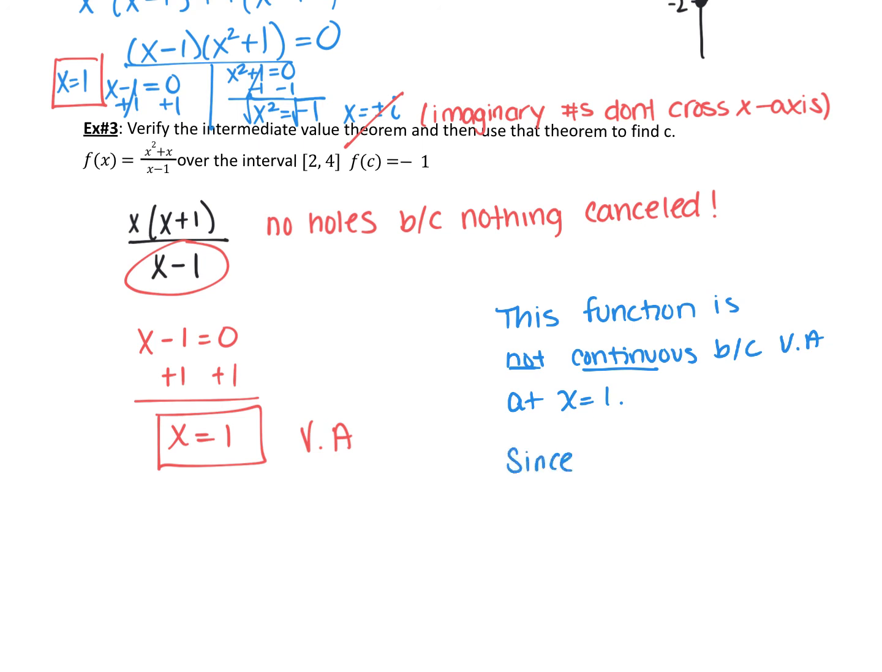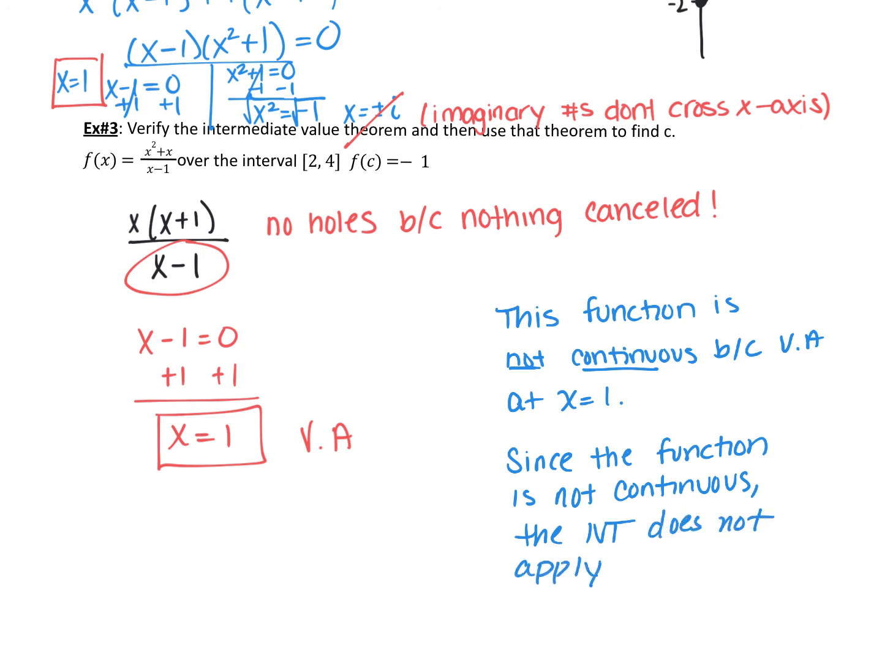So since the function is not continuous, the intermediate value theorem does not apply. And the reason why is if you look at the definition of the intermediate value theorem, it says for a continuous function. So it's not continuous, therefore I can't apply it.